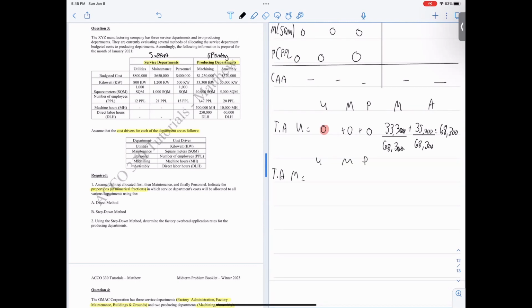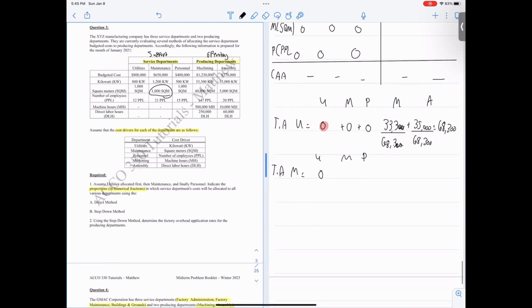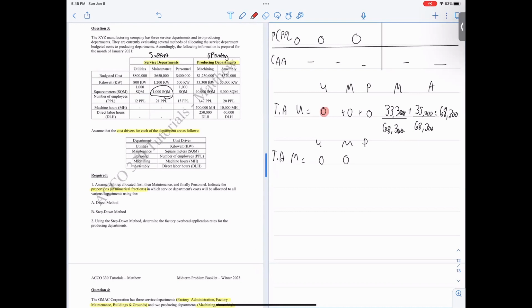All right, since we're doing the direct method, maintenance is going to allocate nothing to utilities. Even though they allocate 1,000, we don't care. Now, how much does maintenance allocate to themselves? Always 0. It doesn't matter if we're doing the direct method, step down, or reciprocal, it's always 0. You never do self-allocation. And then personnel also 0 because you're doing the direct method.